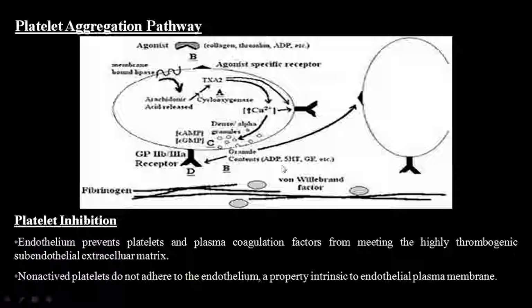Now let's look at another example. Platelet aggregation is a very serious issue which leads to thrombosis. Platelet inhibition: endothelium prevents platelet and plasma coagulation factors from meeting the highly thrombogenic subendothelial extracellular matrix. Non-activated platelets do not adhere to the endothelium, but activated platelets adhere. That's the big problem.